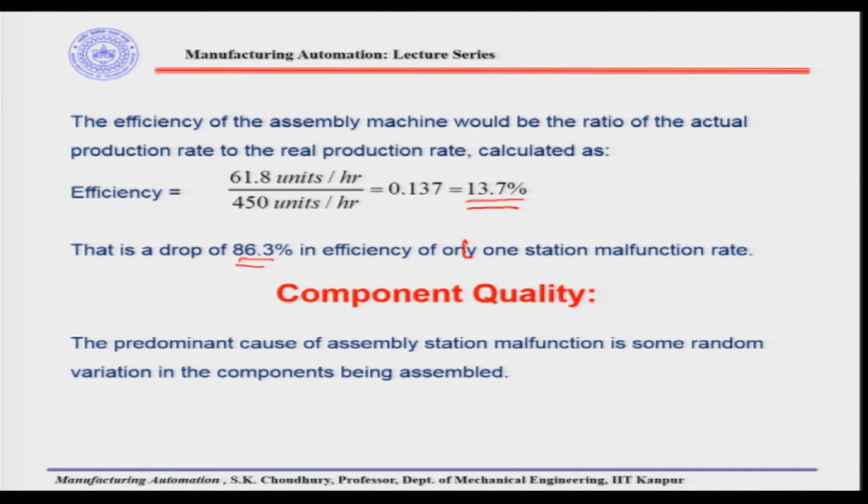Once the machine stops, then the subsequent or the adjoining machines, since they are integrated, they also will suffer, they have to stop. We will discuss that in detail later, but the predominant cause of assembly station malfunction is some random variation in the components being assembled. That random variation is basically the quality of the parts. Because the part is of inferior quality, it goes in and it makes a defective assembly, it stops the machine. Okay.